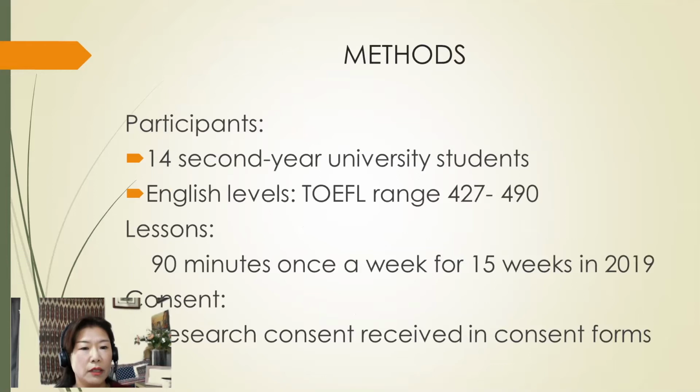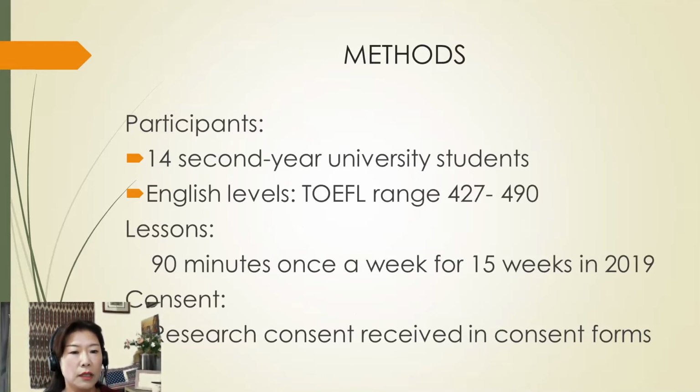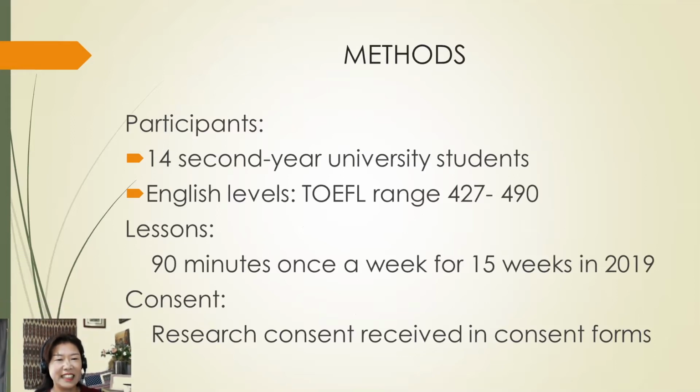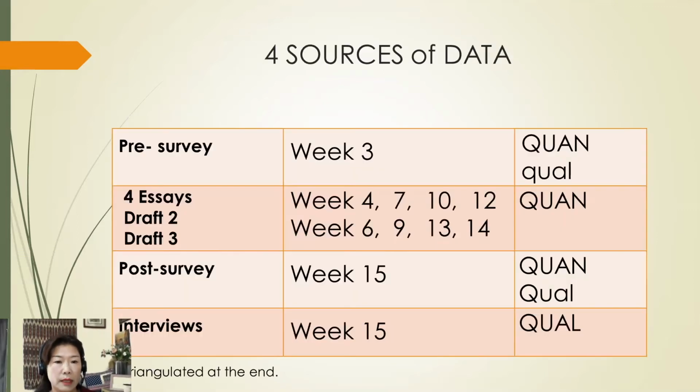Here are the methods to answer these questions. Let me make myself a little more small. Participants: I had 14 second-year university students in Nagoya. Their English levels ranged from 427 to 490 in TOEFL scores. Lessons were provided 90 minutes once a week for 15 weeks last year. Consent was received in consent forms from all participants.